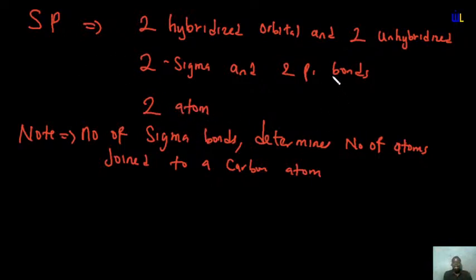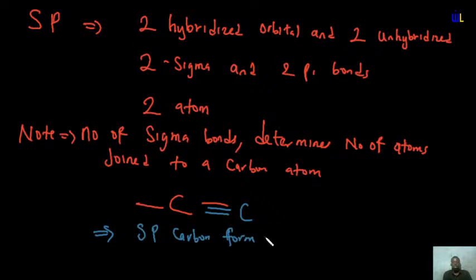Now remember that these 2 pi bonds, imagine you have a carbon atom. We said it's only 2 sigma bonds you will have. These 2 pi bonds will come and attach themselves here, so they will attach themselves to a sigma bond and lead to the formation of what we call a triple bond. So sp hybridized carbon atoms lead to formation of triple bond. So sp carbon forms triple bond.